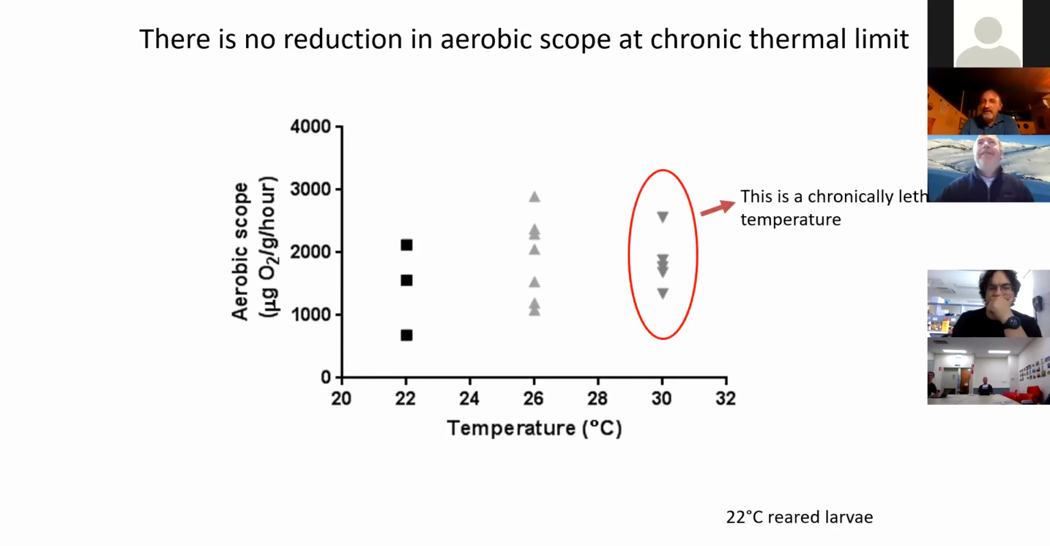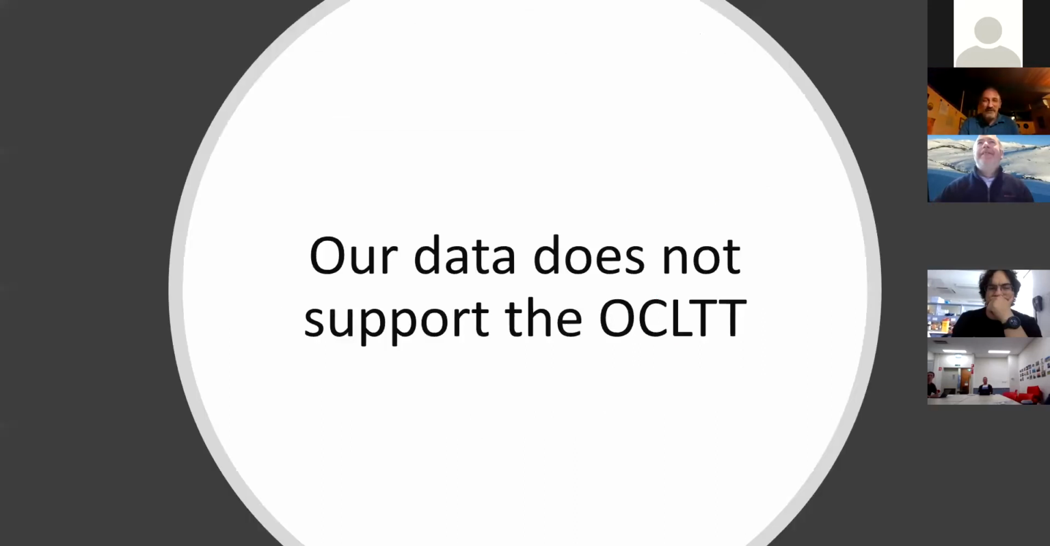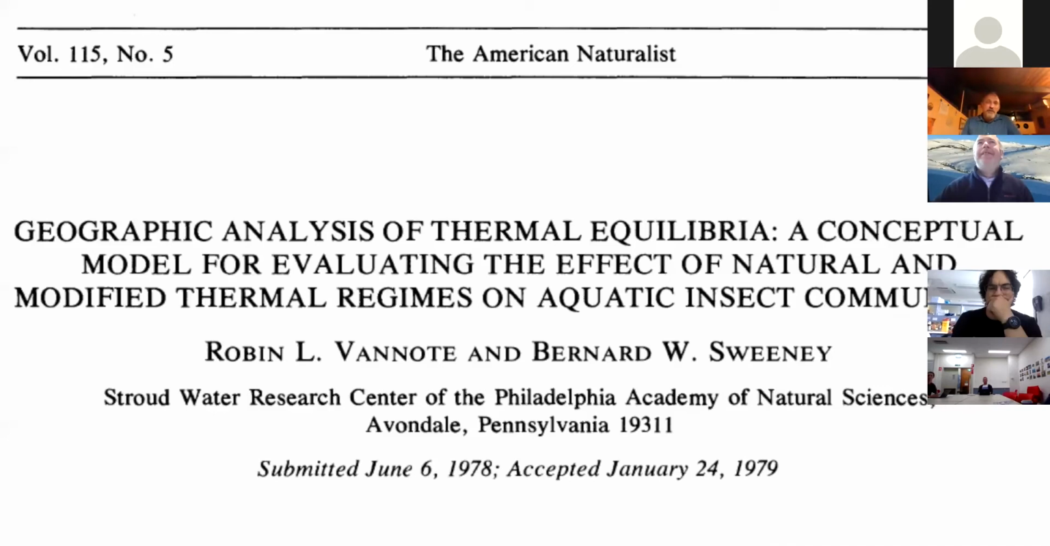So we did finally publish this work, but it was not without a battle and making us think about how to make the scope measurement. Our data does not support the OCLTT for chronic thermal exposures. If we go back, does anyone have any questions about that before I move on?